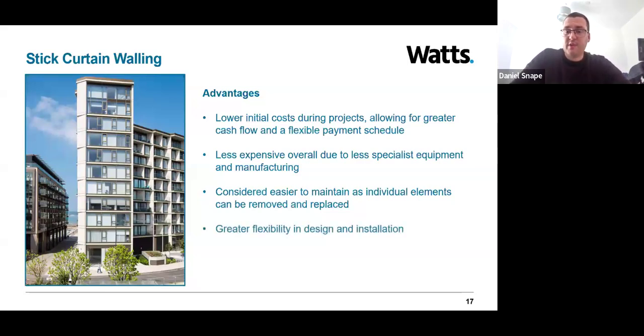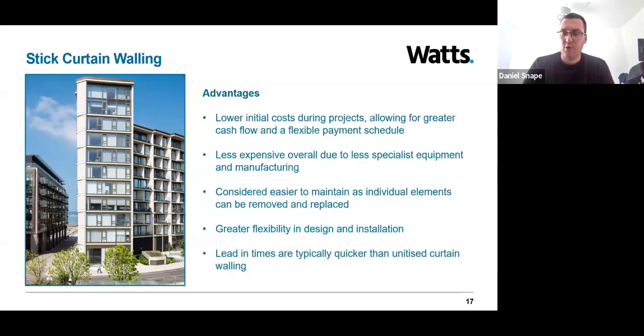Another reason is design flexibility. Stick curtain walling is quite a traditional method that allows for custom adjustments and adaptations on site. So this makes it quite suitable for a wide range of building shapes, sizes, and design requirements. And then last but not least, lead-in times is quite an important factor. Typically this form of construction has a quicker lead-in time than unitized systems due to less complicated manufacturing processes. So for someone that wants to get the building on site as quick as possible, this is a better system than unitized curtain walling.